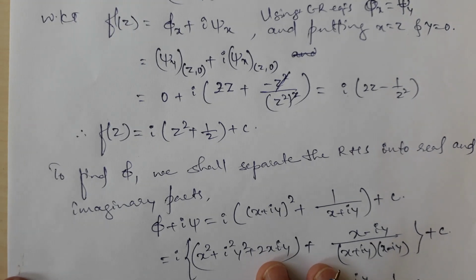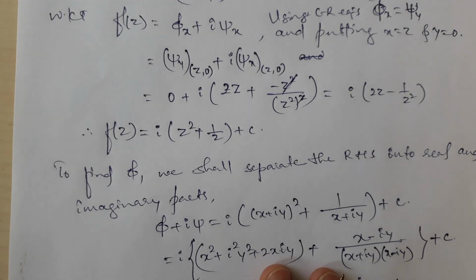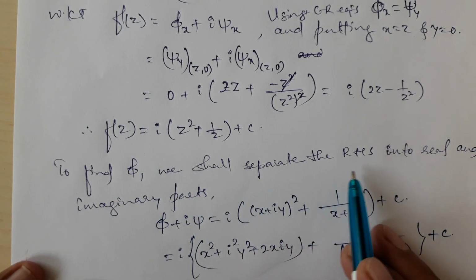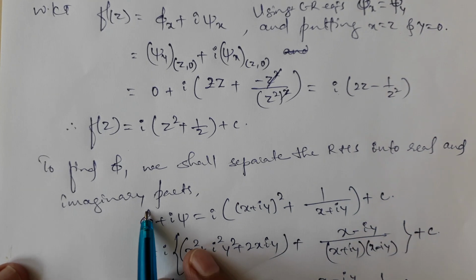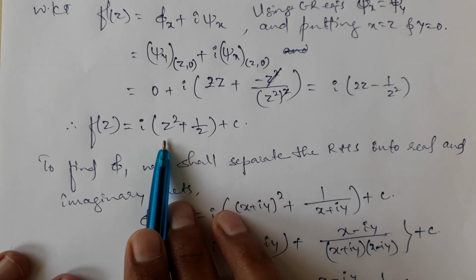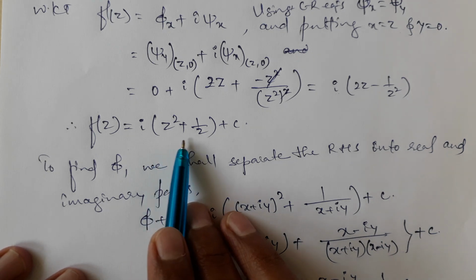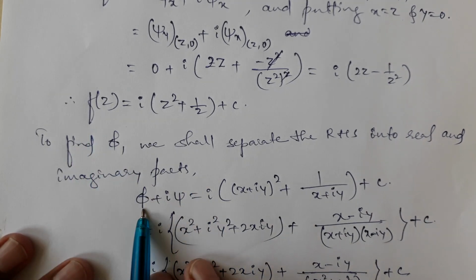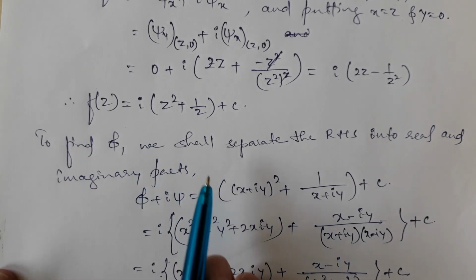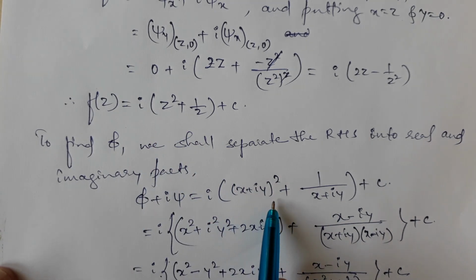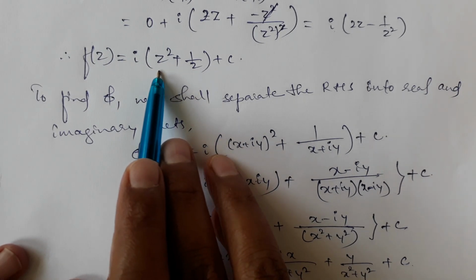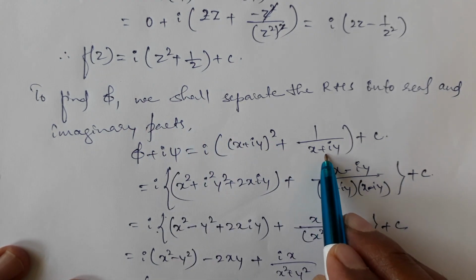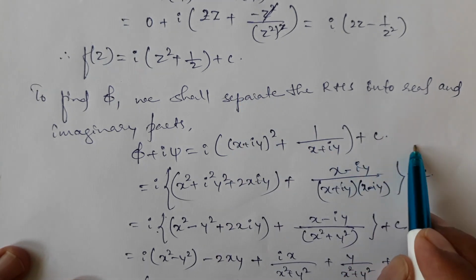Now to find φ, that is the real part, we shall separate the RHS into real and imaginary parts. Here the RHS term is z, but z is x + iy. Hence f(z) = φ + iψ equals i as it is, and z can be written as x + iy. Hence replace z by x + iy: i[(x + iy)² + 1/(x + iy)] and some integration constant c.